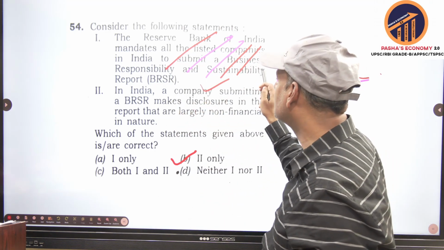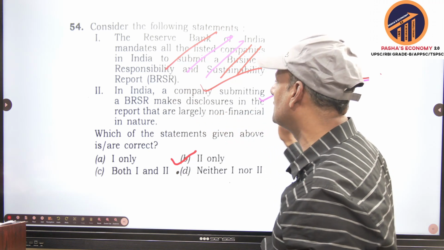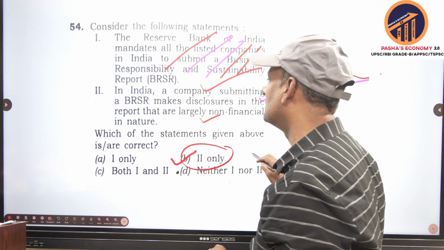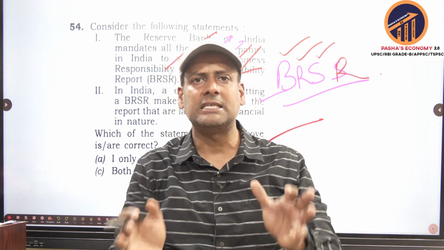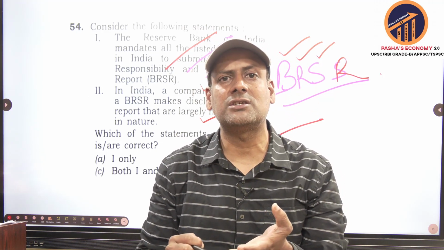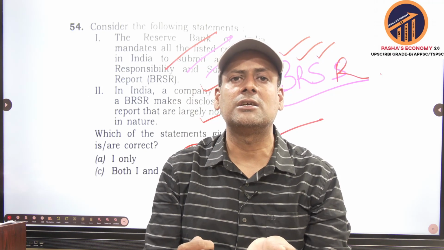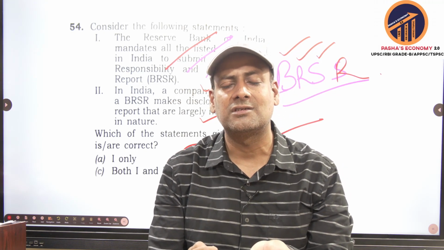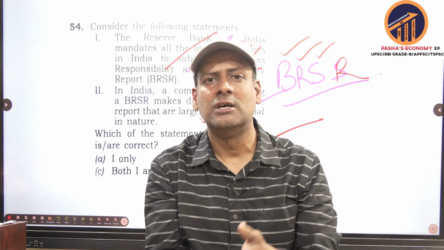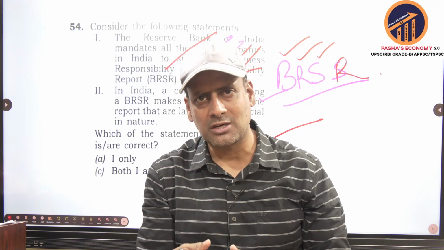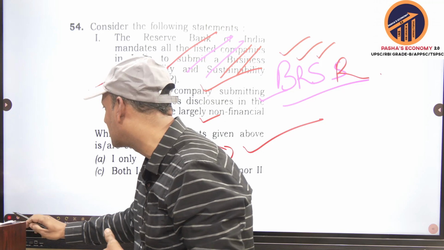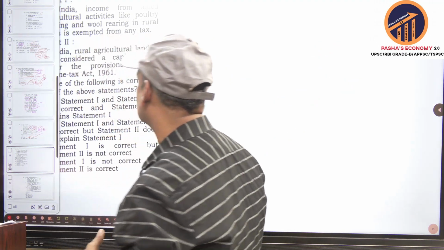Whereas Indian companies are submitting BRSR, making disclosures in the report, largely on non-financial matters. So that's the reason this is correct, because the companies have to say that these are our measures towards environment protection, towards protecting biodiversity, towards protecting ecological balance. We are shifting our economy from fossil fuel to non-fossil fuel sources, from a polluting economy to a non-polluting economy. So all of this the companies have to assure. That's the reason statement 2 is right, friend, as far as the concept is concerned.